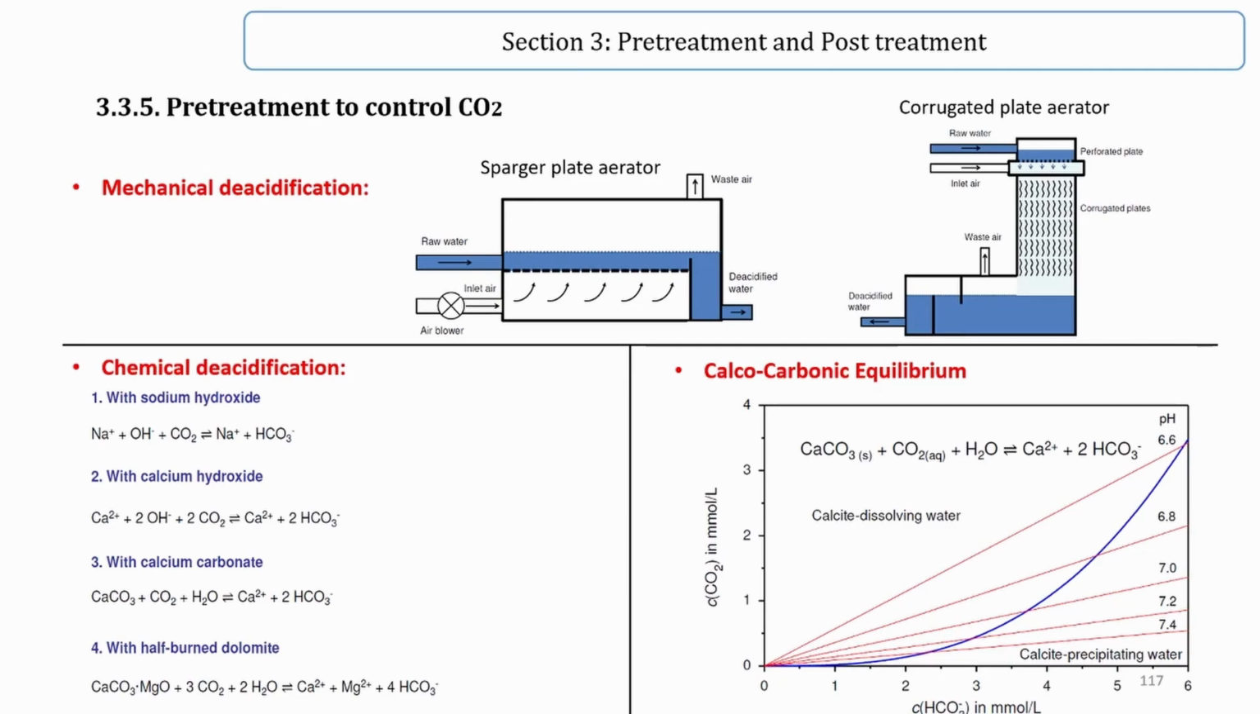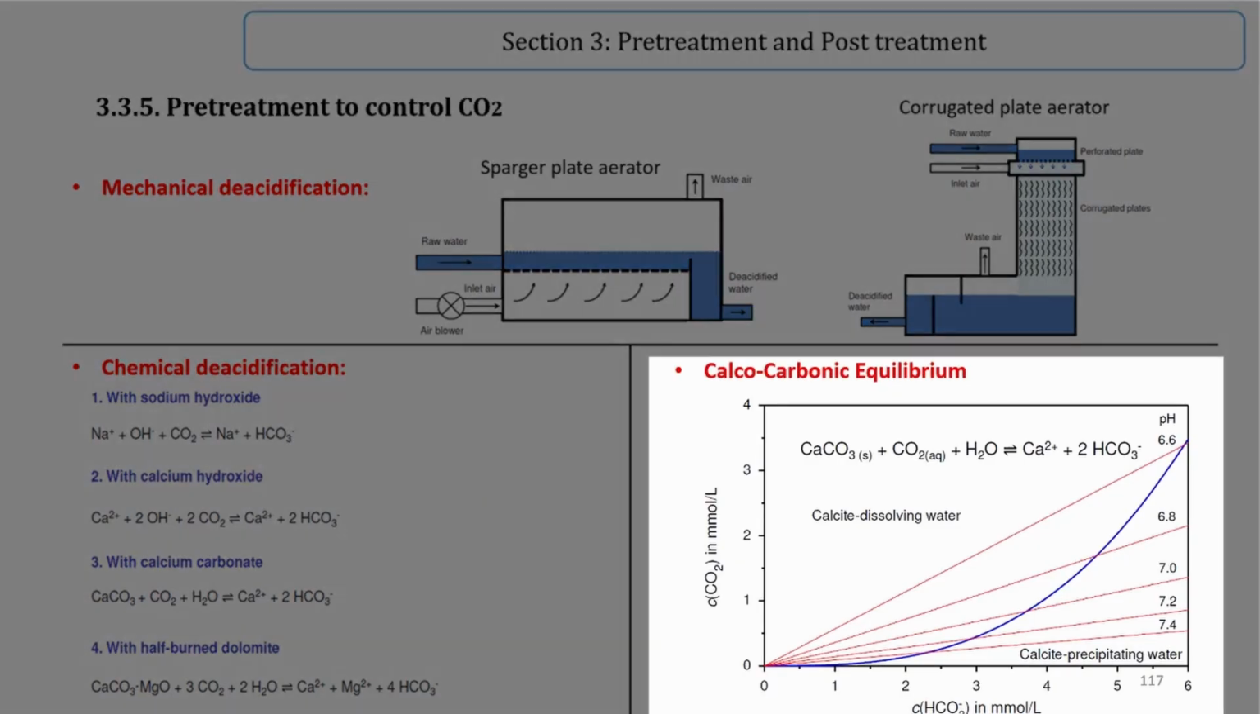Pretreatment to control carbon dioxide. Once the concentration of carbon dioxide is high, especially in groundwater or wastewater treatment, because of its corrosive characteristic, it has to be removed or reduced using a deacidification process. Deacidification is removal of carbonic acid in order to bring the water into the state of calcocarbonic equilibrium together with an increase of pH, as you can see in this equilibrium.